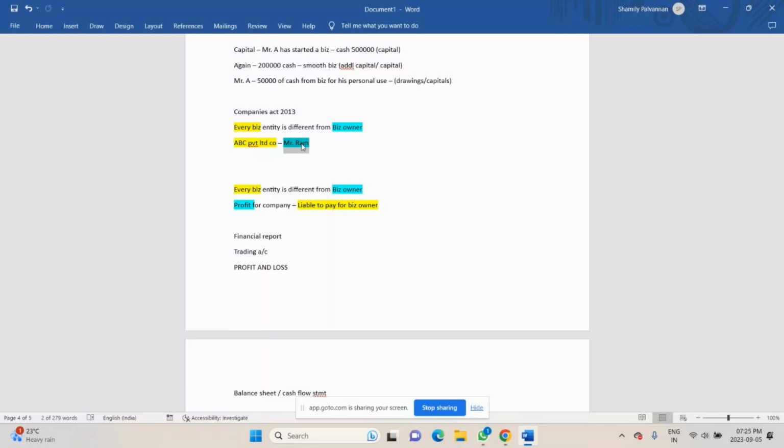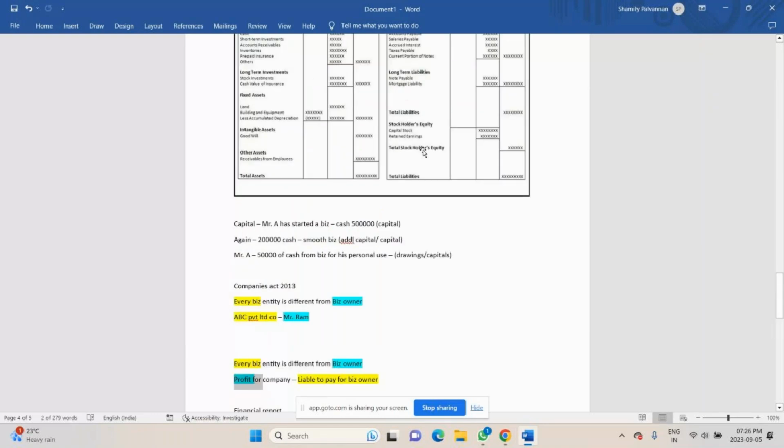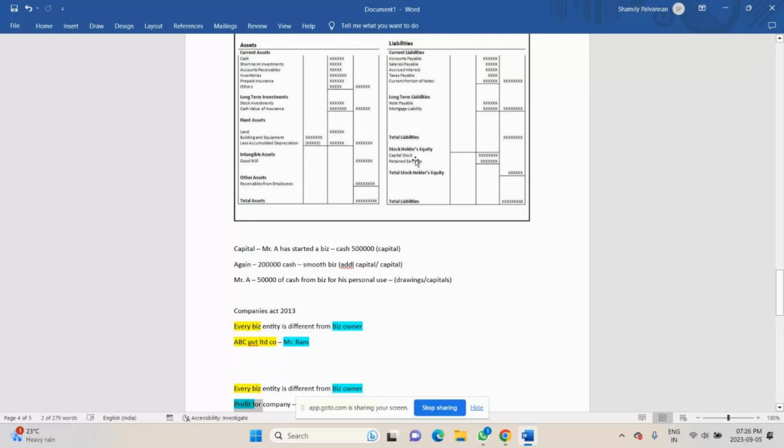Now the company is earning a profit. How did you earn a profit? From the money which Mr. A has given. So what we will do? The profit which we have earned by running a business from Mr. A's money, we will pay back to Mr. A. That is what we show as retained earnings on the liability side. That is, the company is liable to pay the profit earned to the business owner. That is what is added to the money that the owner has invested.